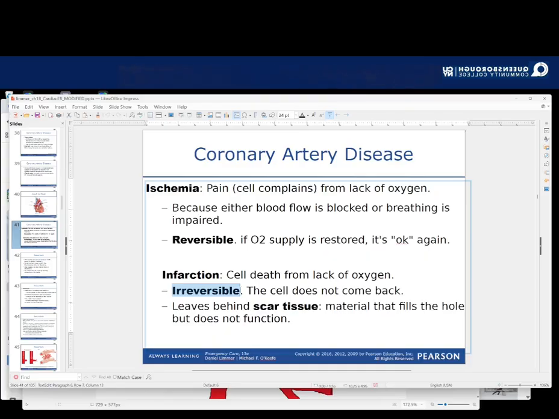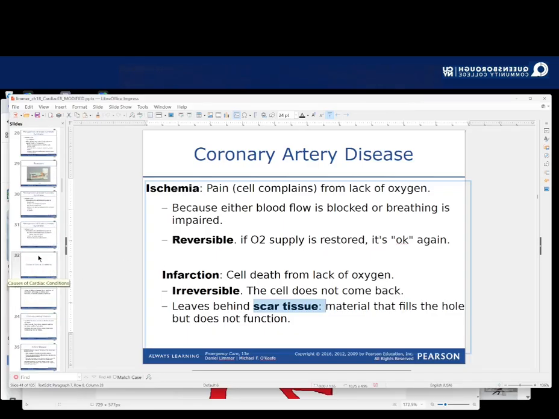Days to weeks, but not today, not in the next few minutes. And then if the damage is too far, too extreme, too extensive, then instead of repairing that area with new cardiac muscle cells, it's replaced with scar tissue.